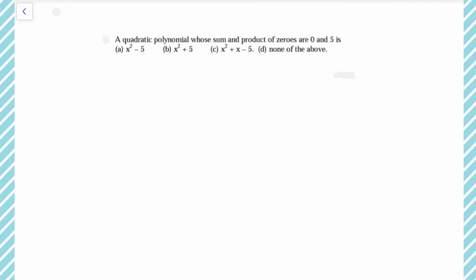Next, a quadratic polynomial whose sum and product, now he gave direct sum and direct product. So the formula we have is k into x square minus alpha plus beta into x plus alpha beta.